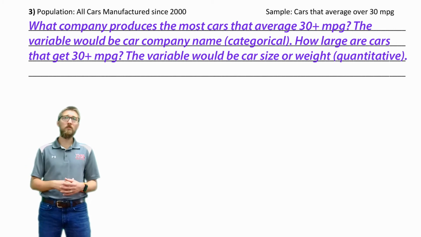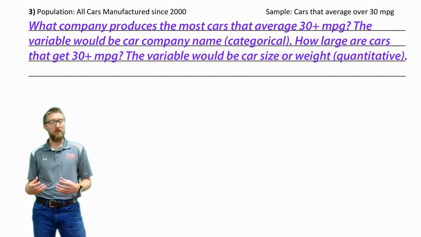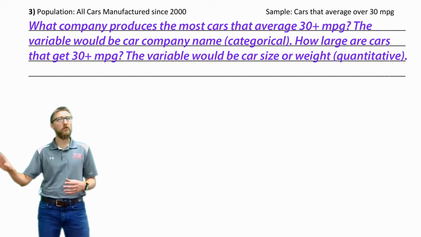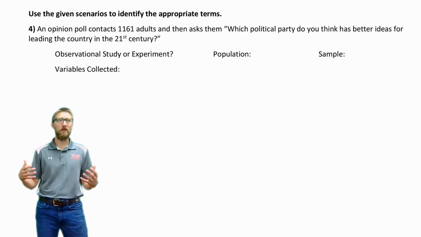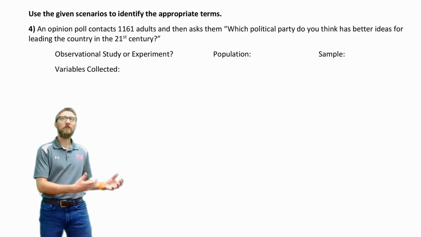Now the samples for those 2 problems might not be the best sample. Maybe they're a little biased, and that's an idea we'll talk about later on down the road, being biased, being maybe not accurate towards who you want to know about. Down below, given this scenario, identify the appropriate terms, just basic vocabulary understanding.